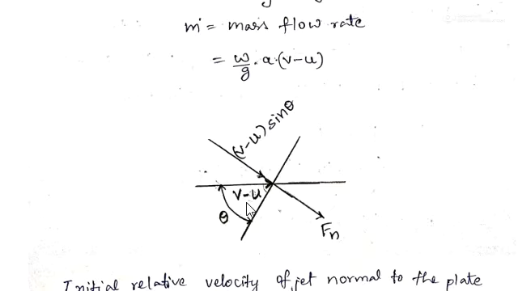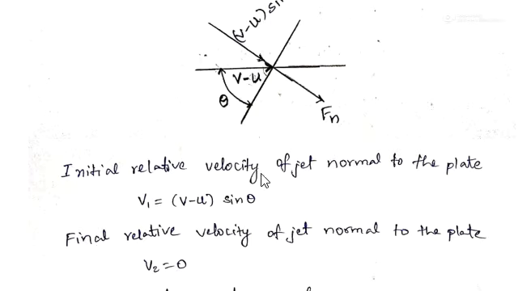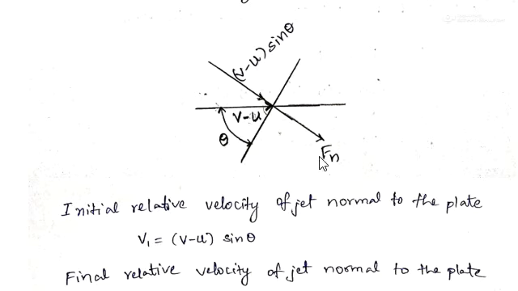So this is v minus u, and this is theta, and this is the perpendicular component. We know it will be sine, because the cos component is adjacent to the angle. So this component will be v minus u sin theta. From this diagram you can say the normal component of velocity perpendicular to this plate will be v minus u sin theta. That is nothing but the initial relative velocity of the jet normal to the plate, which we are taking as v1. So v1 is v minus u sin theta.